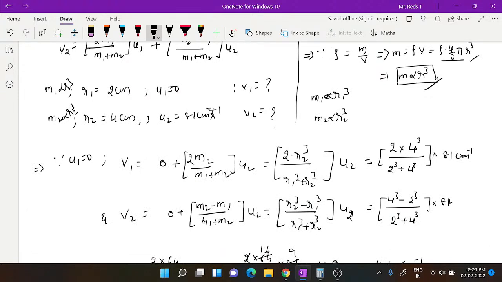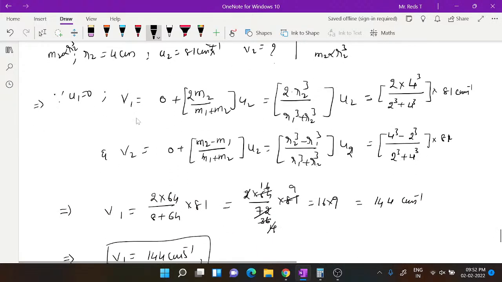As u1 terms are 0, v1 will be equal to 2m2 by m1 plus m2 into u2. Here m2 is proportional to r2 cube, so you can write it as 2 r2 cube by r1 cube plus r2 cube into u2. And for v2, the u1 term is 0, so v2 is equal to m2 minus m1 by m1 plus m2 into u2. That is r2 cube minus r1 cube by r1 cube plus r2 cube into u2.